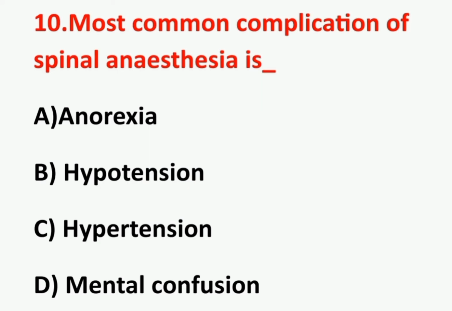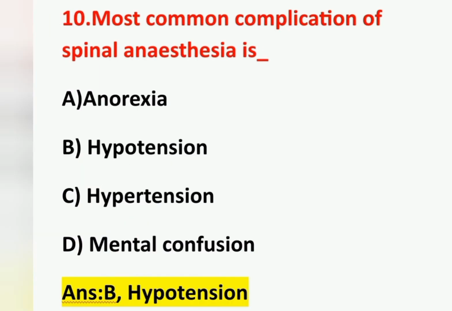The next question. Most common complication of spinal anesthesia is. Options are option A anorexia, option B hypotension, option C hypertension, option D mental confusion. The correct answer is option B hypotension. Hypotension is the most common complication associated with spinal anesthesia.